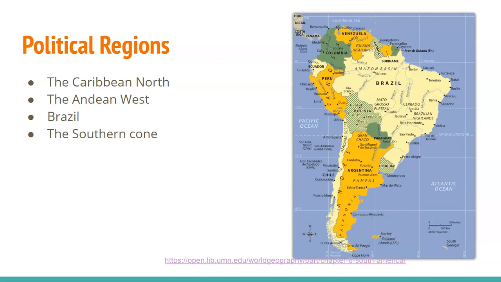In our last lecture, we talked about the cultural regions, which was looking at things like the Amerindian area in the west or the tropical plantation area in the east. Now we're going to be looking more in terms of governments, and we have it clustered into these different political regions. So we'll have the Caribbean North, the Andean West, Brazil, which we'll do last since it's just one country, although it is, of course, a very dominant player, not just in this realm, but on the world stage, and then the Southern Cone as well.